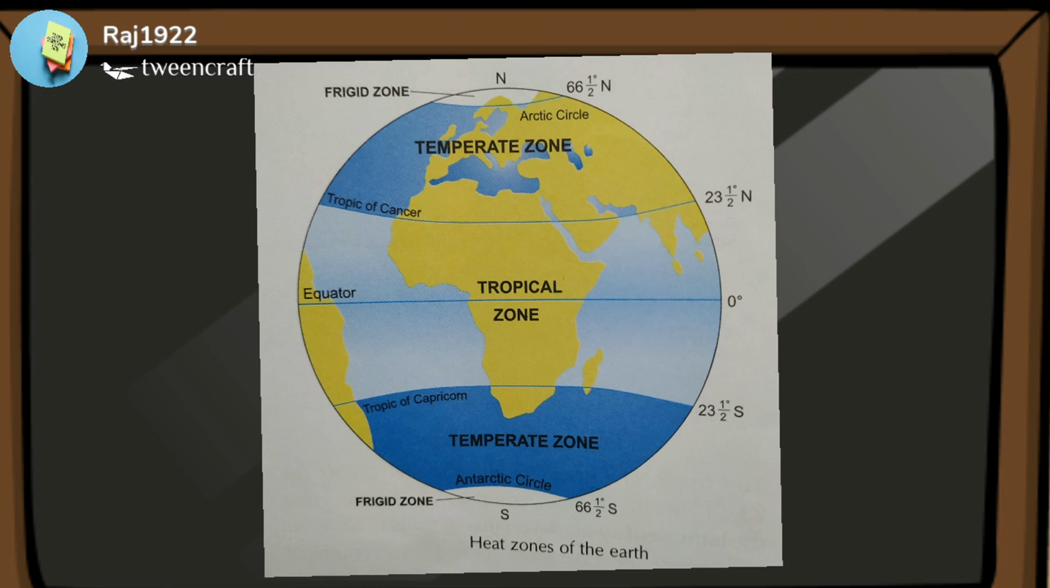Frigid zones. Beyond the Arctic Circle in the north and the Antarctic Circle in the south, the sun never rises much above the horizon. So, these two zones get the least amount of heat. They are the coldest regions of the earth. These two zones are called frigid zones.